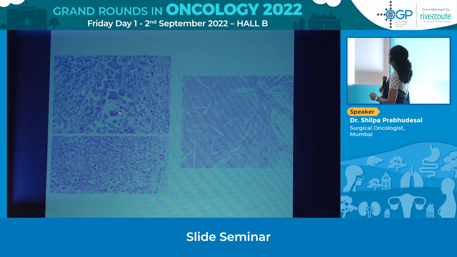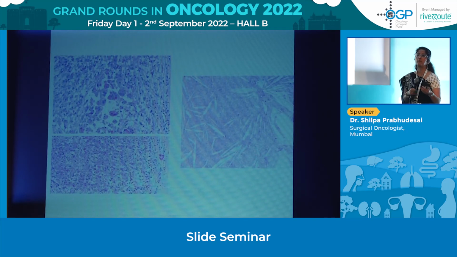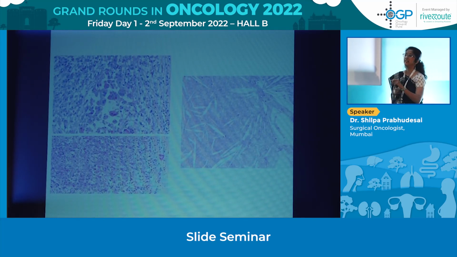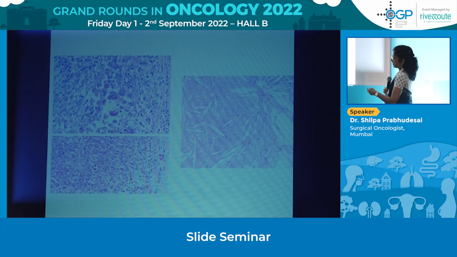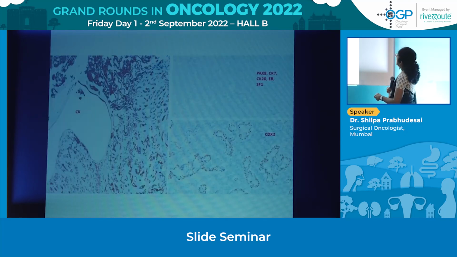There were some areas which were like this, full of foamy macrophages, some containing hemosiderin, some cholesterol clefts. We didn't see the endometrial stroma and glands to say that, but these were features which suggested that maybe there was endometriosis too.